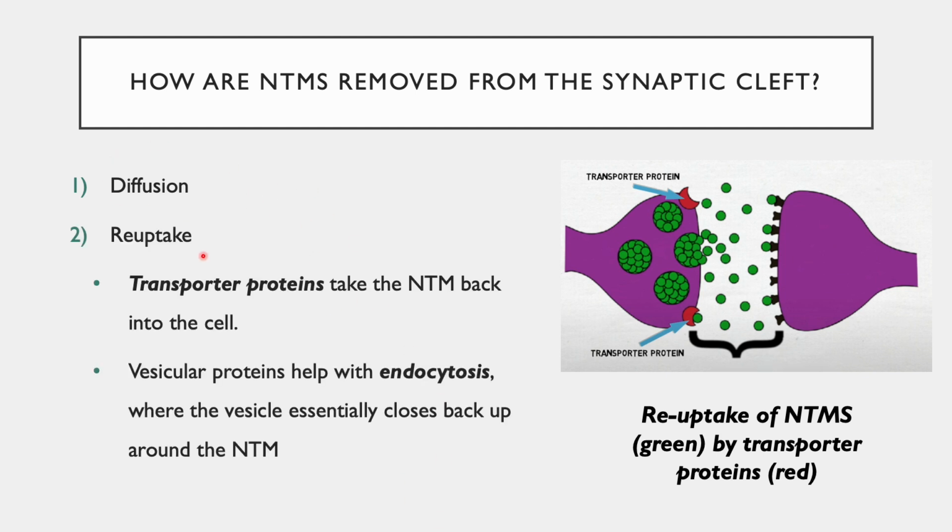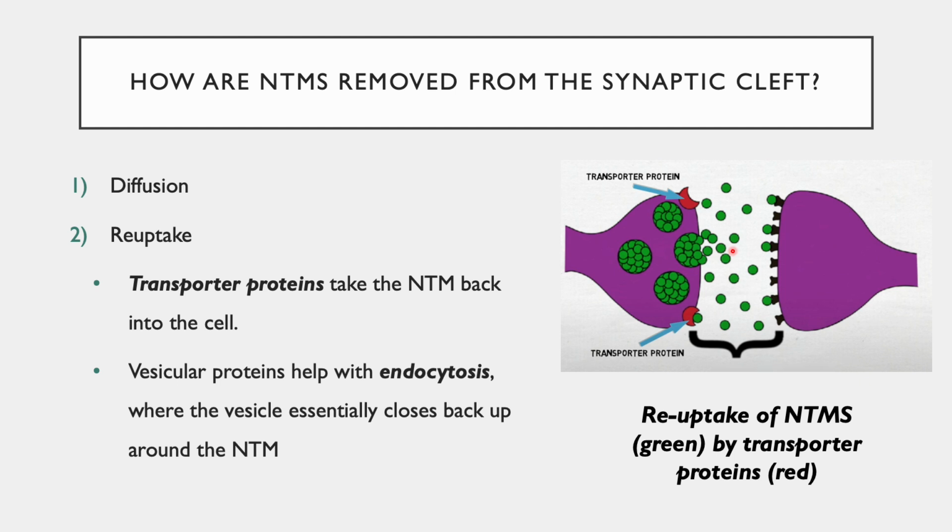We also know that reuptake can help remove neurotransmitters. So we've already talked about these specialized transporter proteins. Transporter proteins can sit here at the membrane at the synaptic cleft and help take up extra neurotransmitters into the cell. So for example, these green neurotransmitters can be taken back up by this red transporter protein to go back inside of the cell. And we know that vesicular proteins help with endocytosis. So endocytosis is the process in which these neurotransmitters are put back into vesicles.